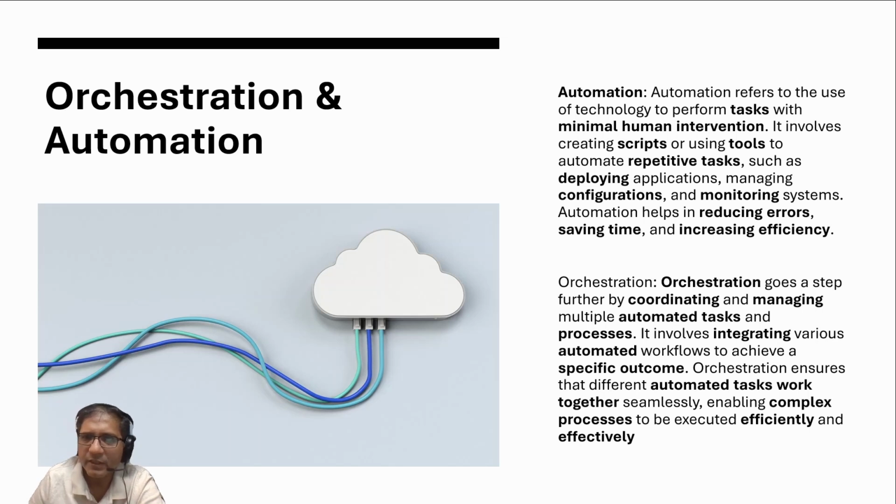Now, orchestration generally goes a step ahead of automation, and in that, you have multiple automated tasks and processes which need to be triggered and managed sequentially in a certain flow. It's a bigger layer, on top of generally multiple automation tasks that we need to do, involving integration with multiple services, and it ensures that different automated tasks are executed effectively and efficiently. That is what orchestration generally refers to.